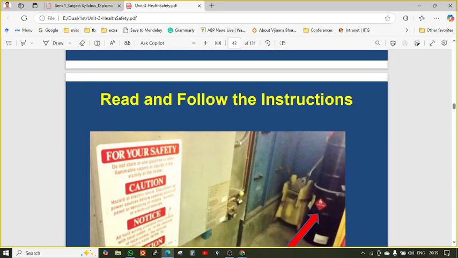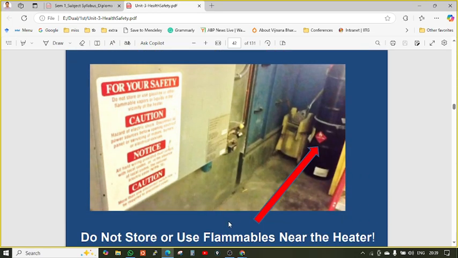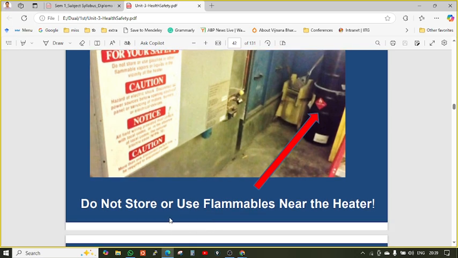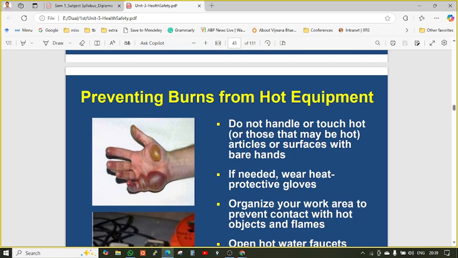Then read and follow the instructions. Every electrical panel should have a notice somewhere. In our university, in that ICT tools box, there is a notice on how to operate these things. If you do not know, read that notice and then operate the switchboard. All things should be done very carefully. Do not store and use flammable hazards near the switchboards. These are some things.